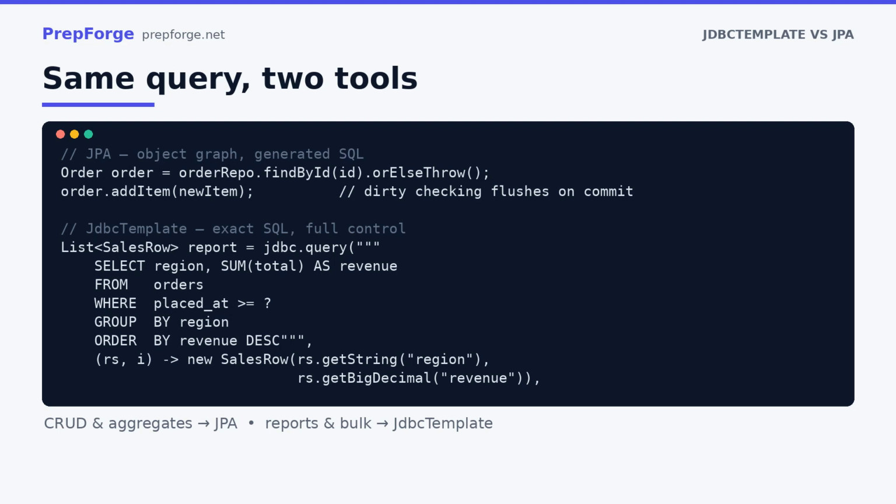With JPA, you load the order, add an item, and dirty checking flushes the change on commit. No SQL in sight. With JdbcTemplate, the sales report is exactly the SQL you wrote, a group by aggregation with predictable performance, mapped by a one-line lambda. Forcing that report through JPA would be awkward. Forcing the object mutation through JDBC would be boilerplate.